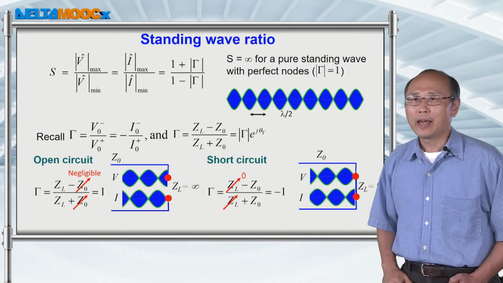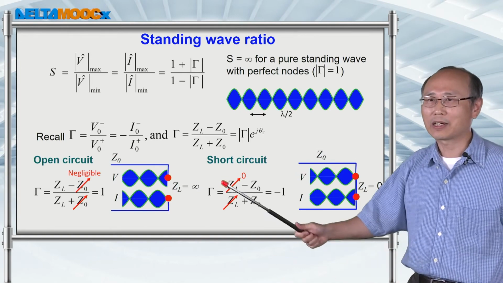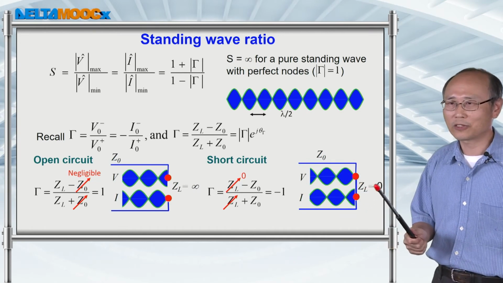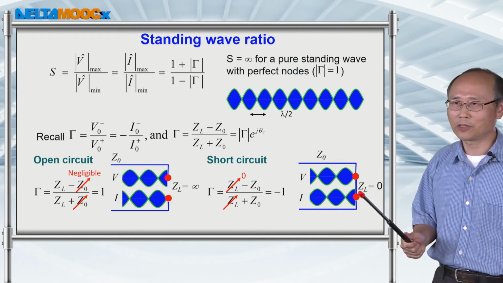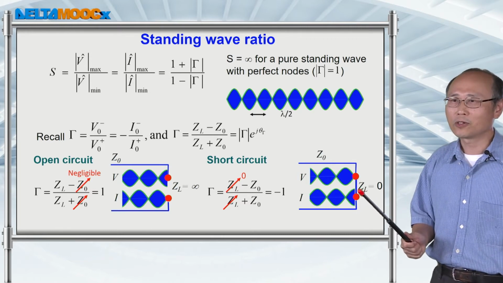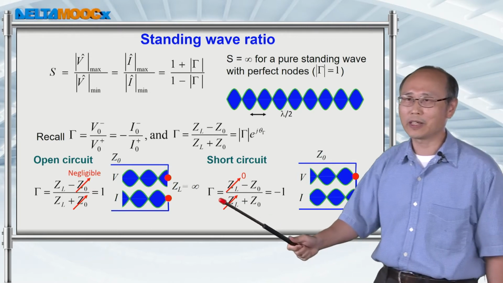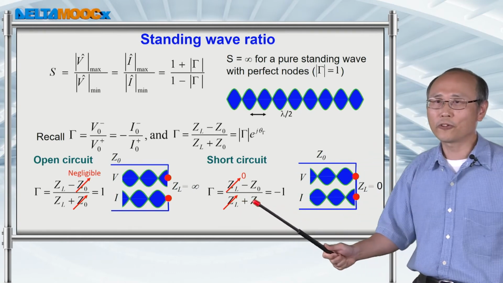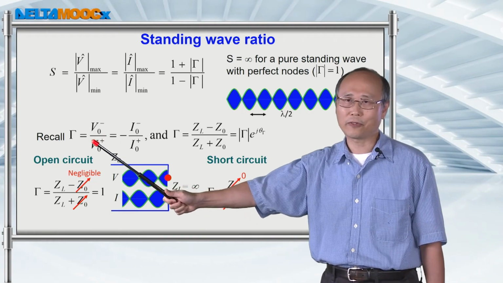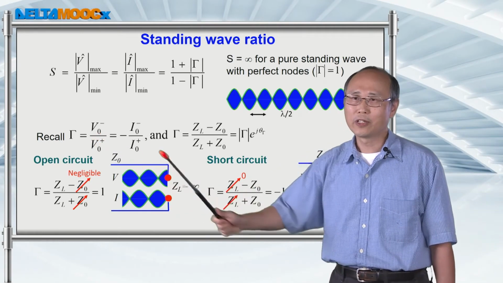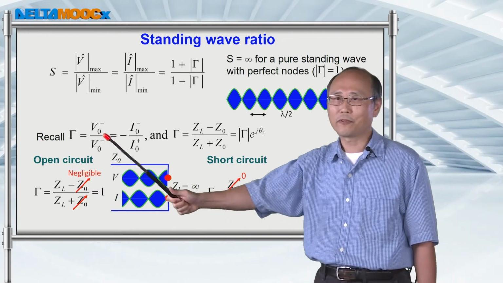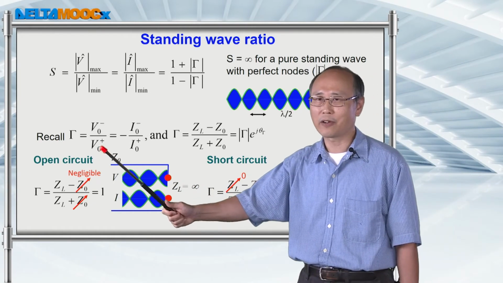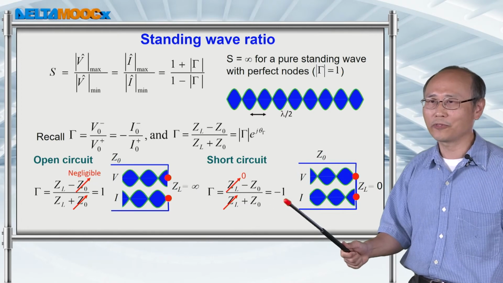Okay. And another case where you have an infinite standing wave ratio is that you close down this circuit and make it a short circuit right here. So if ZL equals 0, then you put it into this expression and get a reflection coefficient equal to -1, and don't forget that this reflection coefficient is defined for the voltage. This means that the reflected voltage signal is going to be out of phase with respect to the incident voltage. That's why you get a 180-degree phase difference here.